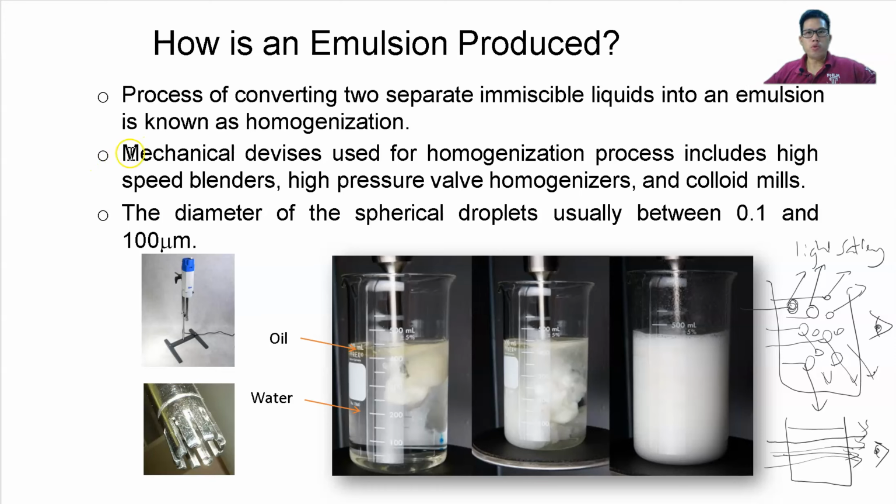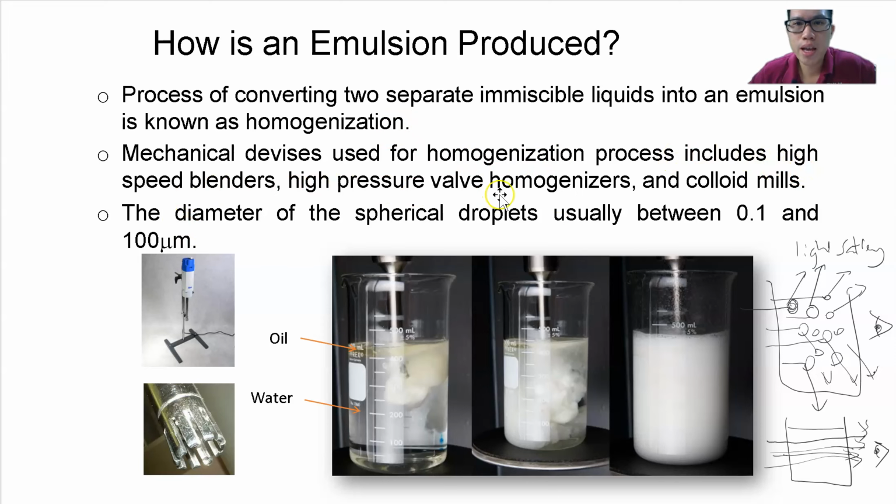So in order to produce emulsions, you will need to input energy. Usually this process of inputting energy is called homogenization. Basically, the mechanical devices used for the homogenization process include a high-speed blender, a high-pressure valve homogenizer, or a colloidal mill. All these different tools can be used to homogenize the oil and water.